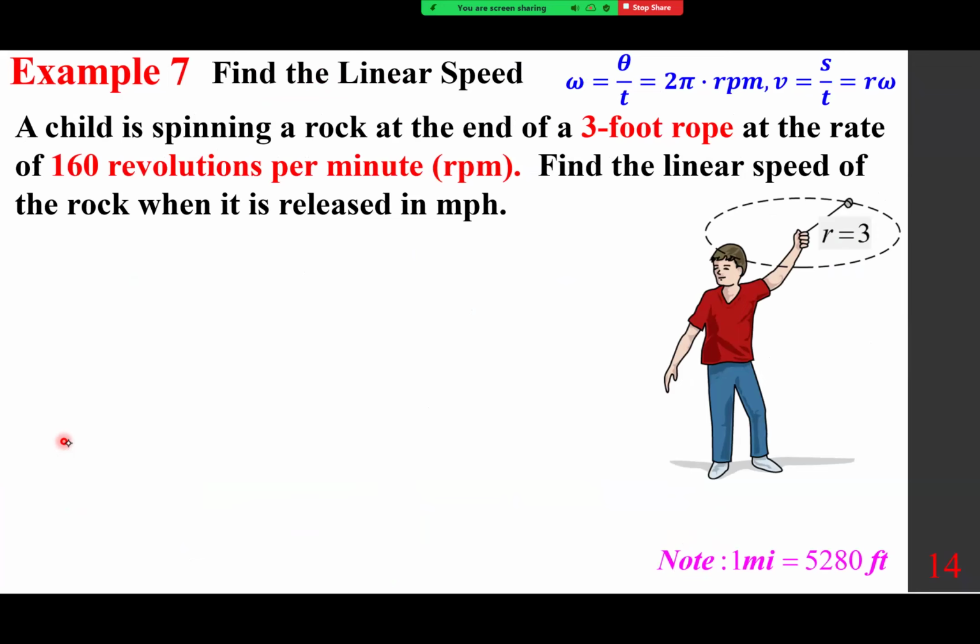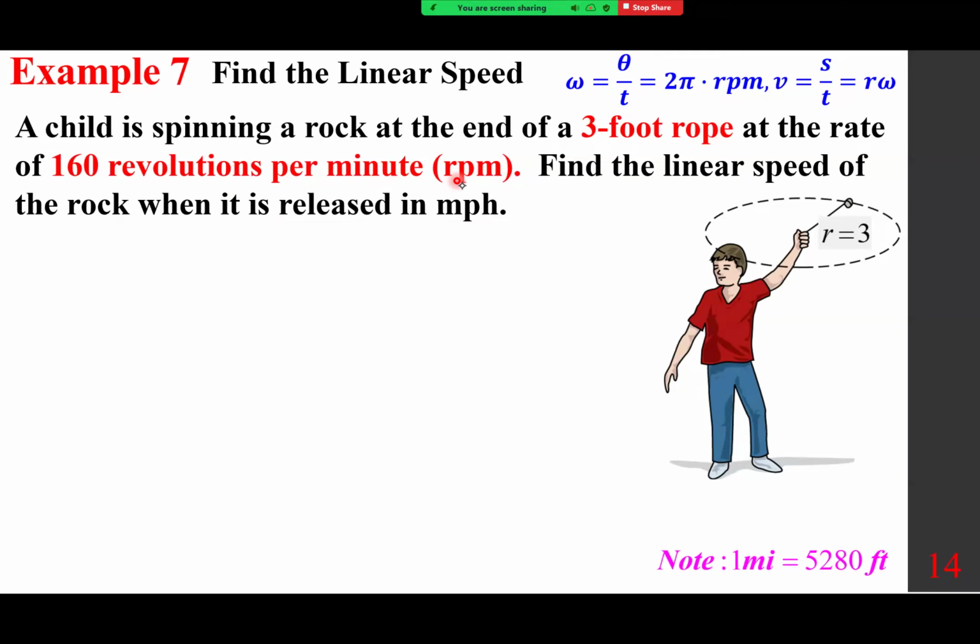Okay, could somebody read that? William, could you read this, please? Example 7. Find the linear speed. A child is spinning a rock at the end of a 3-foot rope at the rate of 160 revolutions per minute, or RPM. Find the linear speed of the rock when it is released in miles per hour. Perfect. And of course, reminding you of these formulas. 1 mile is 5,280 feet. Omega is theta over t.